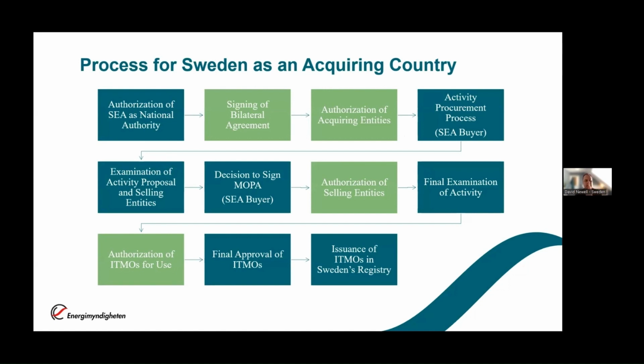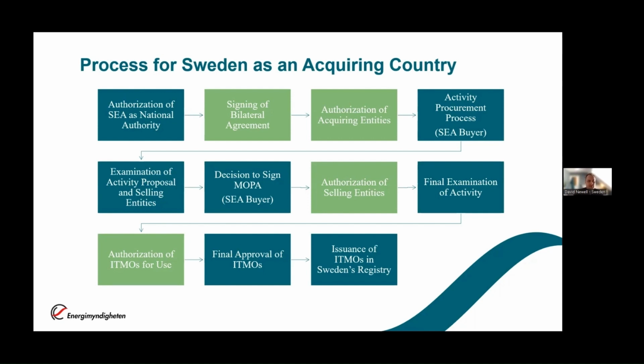It's something that's required under Article 6.4. But we want to, at this early point, even under 6.2, have a national authority, the authority responsible for these authorizations, already in place, so that the transition to 6.4 will be smooth, and we'll already have a process in place for that. So the government then authorizes the Swedish Energy Agency to be the national authority in charge of authorizations.